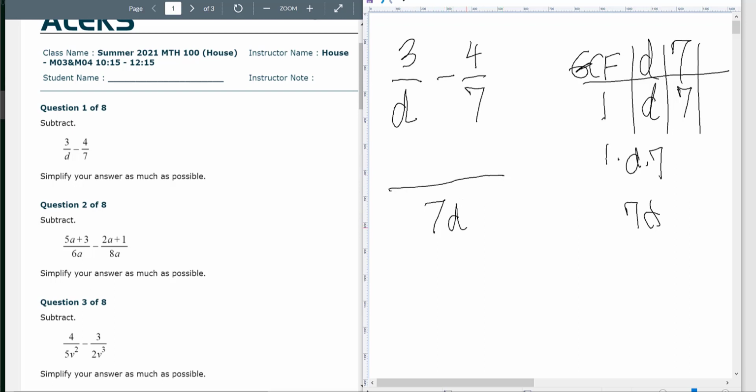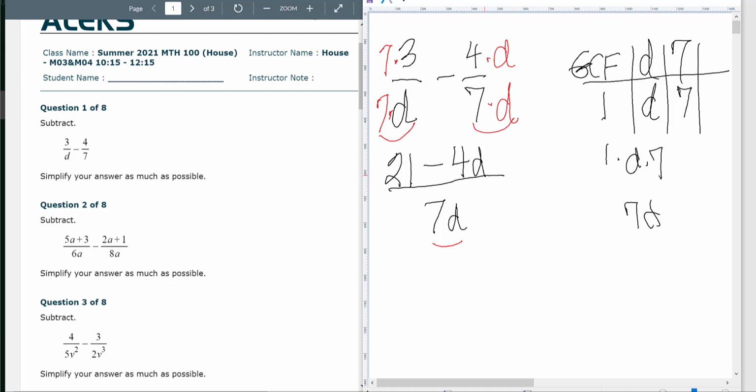I'll go ahead and write it here. The first fraction is missing a factor of 7, so multiply the bottom by 7 and the top by 7. The second fraction is missing a factor of d, so multiply the bottom times d and the top times d. Now you'll see that these have the common denominator of 7d, and that's why I can write it in my final answer. 7 times 3 is 21, minus 4 times d is 4d.